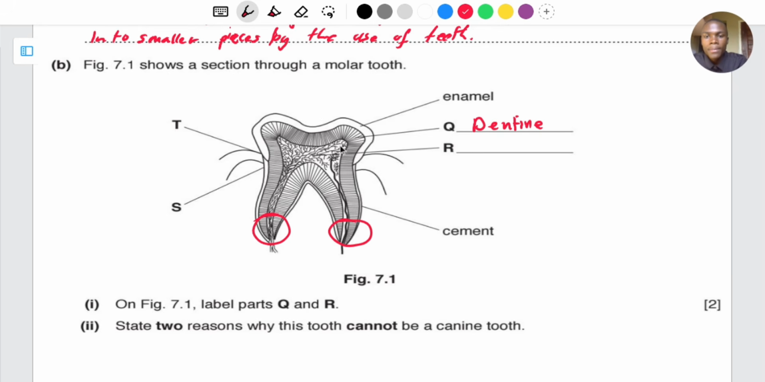Then for structure R, this one is going to be the pulpy cavity. The pulpy cavity contains the blood vessels as well as the nerves.